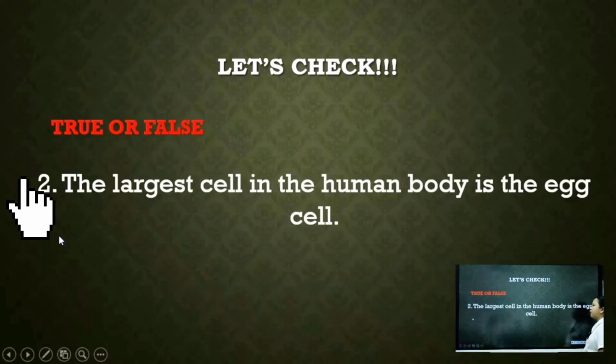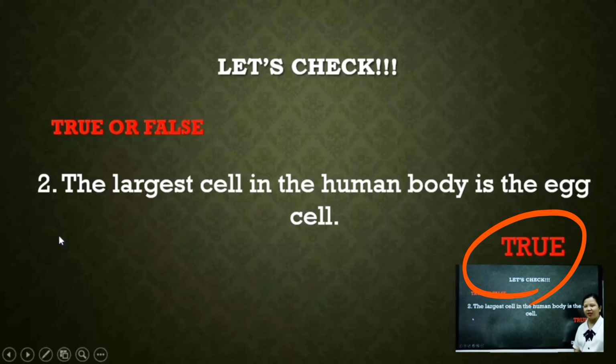What about this one? The largest cell in the human body is the egg cell. True or false? It's true. Take note that the female egg cell is the largest cell in the human body.